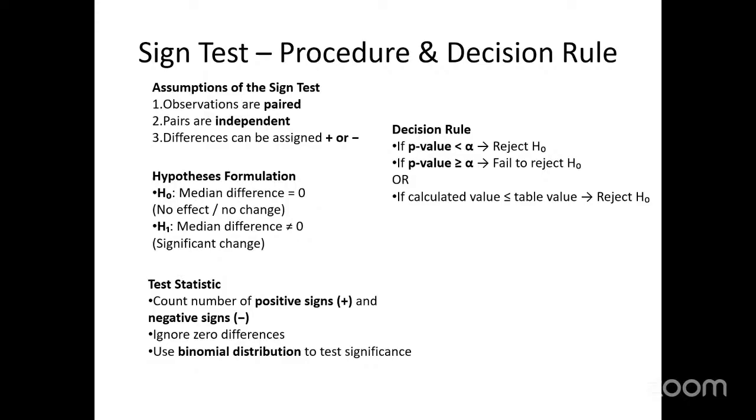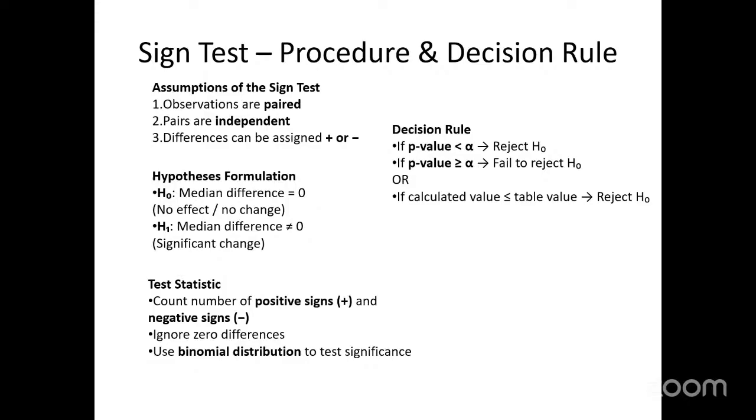Now, you have to identify the test statistic. The test statistic will be the smaller of the two signs' counts. Like you have n plus, the number of positive signs, and n minus, the number of negative signs. You have to calculate n, that is the minimum of n plus and n minus.